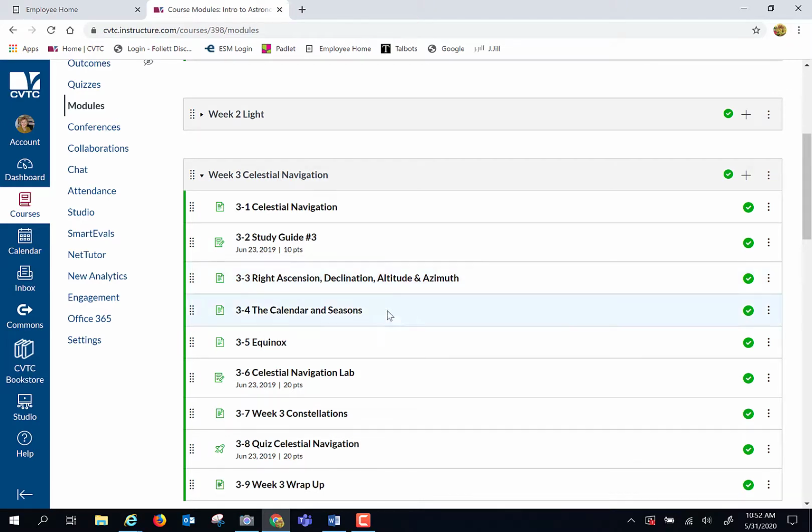But we're also going to talk about the calendar and seasons. What we measure time with on Earth, from years to months to days, all has to relate back to the sun and the earth and the moon and the solar system. So we're going to talk about the origins of those, and equinox. Equinox means equal night. Those spring and fall equinoxes. Then we're going to get into our celestial navigation lab, which we'll talk about in detail in a moment.